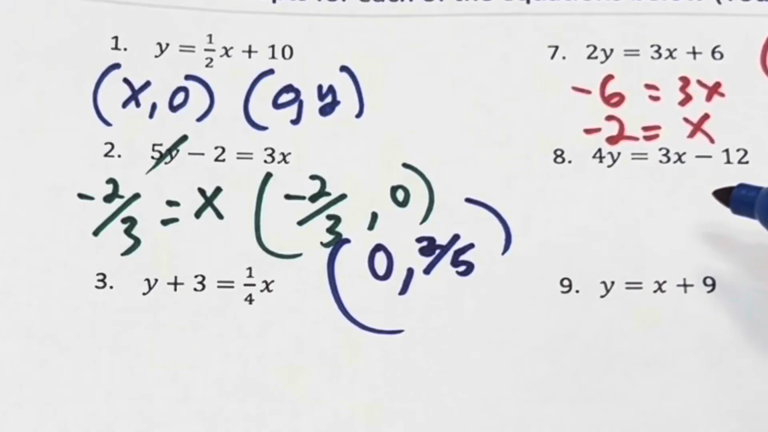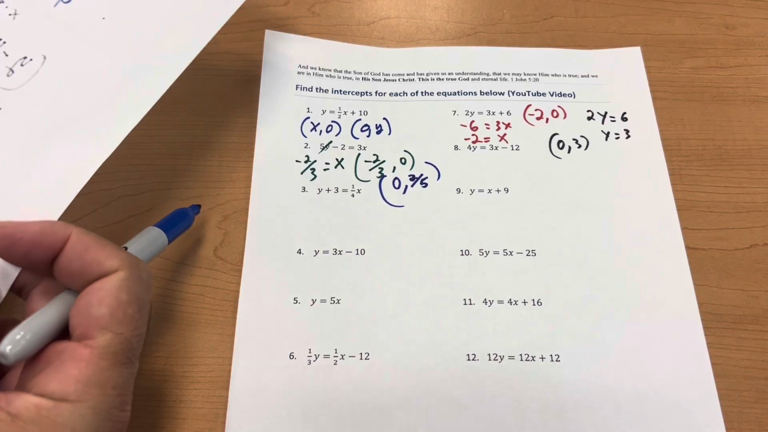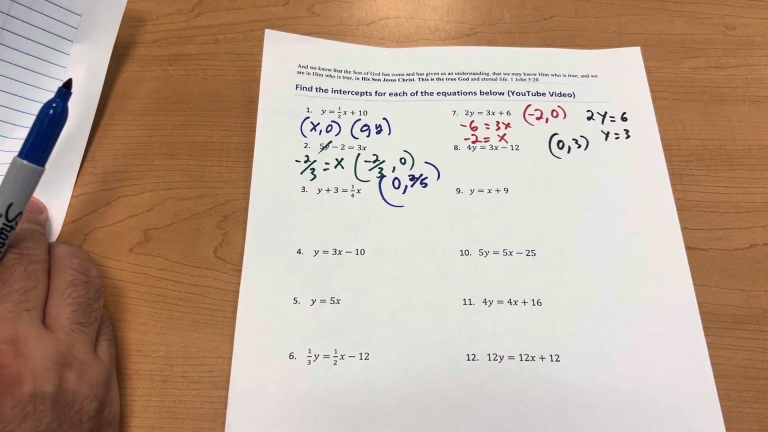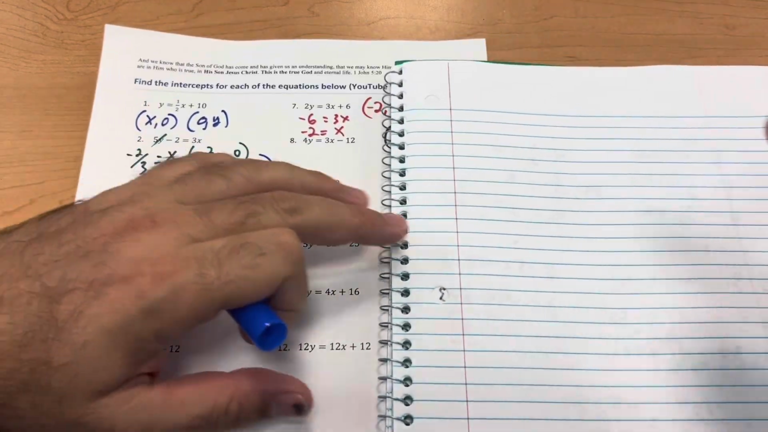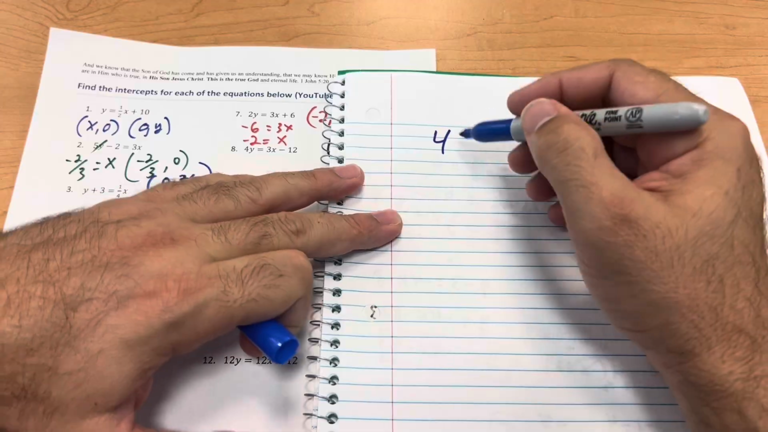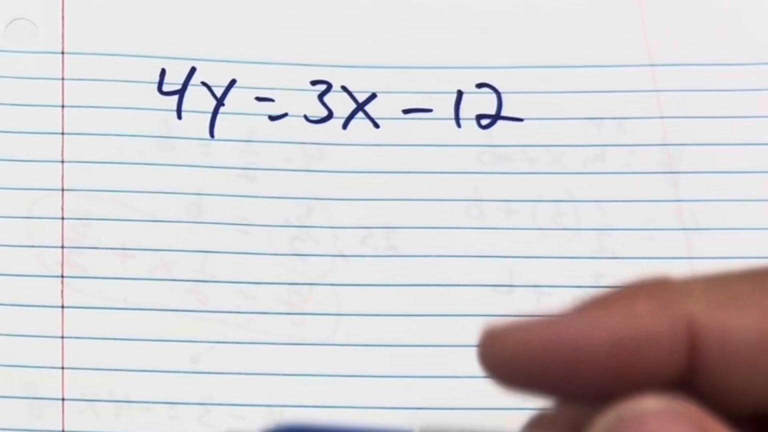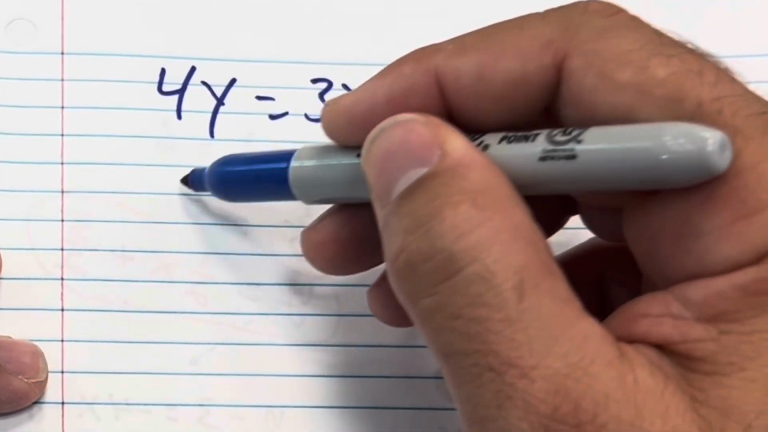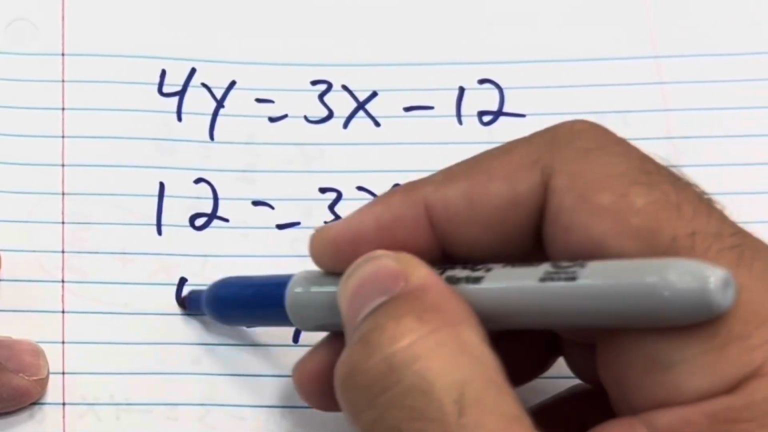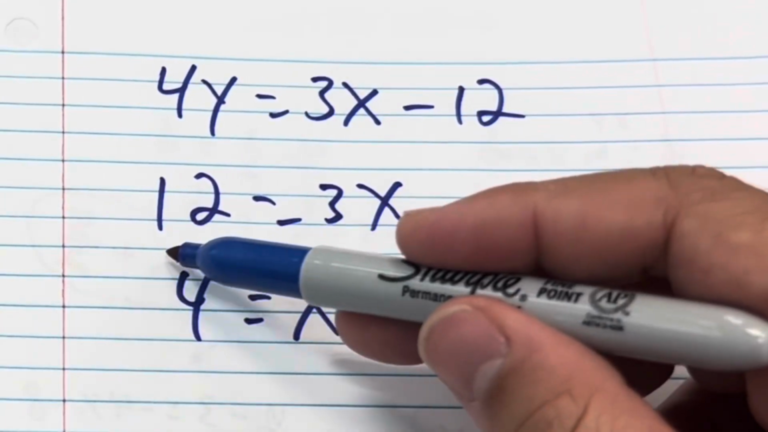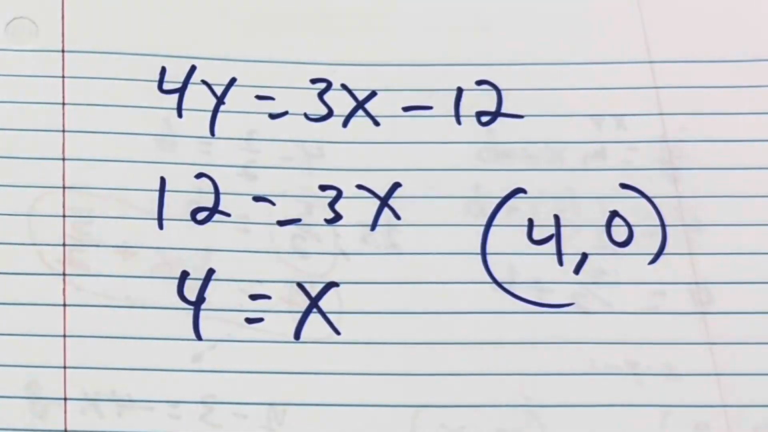Okay, let's do 8. Let me do it in the notebook because there's not much space over here. Number 8 says 4y is equal to 3x minus 12. If we give 0 to y, this is 0. The 12 is positive: 12 equals 3x. X equals 4, since the 3 multiplying x goes down dividing. So 4 comma 0 is the x-intercept.